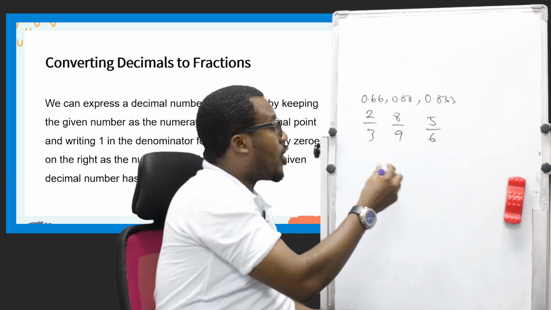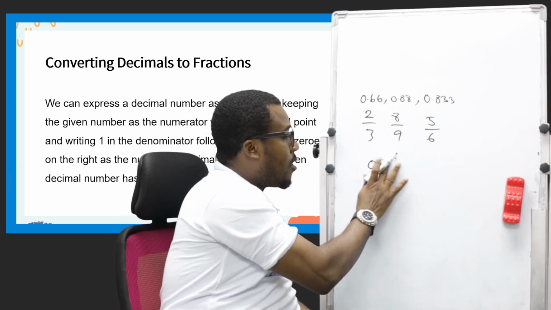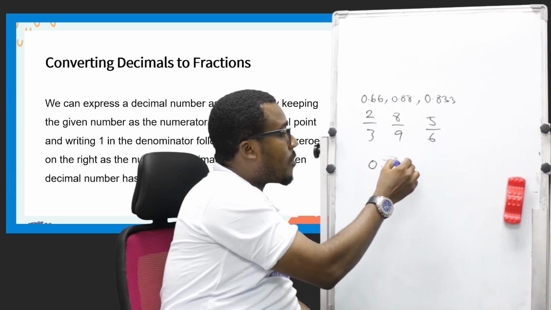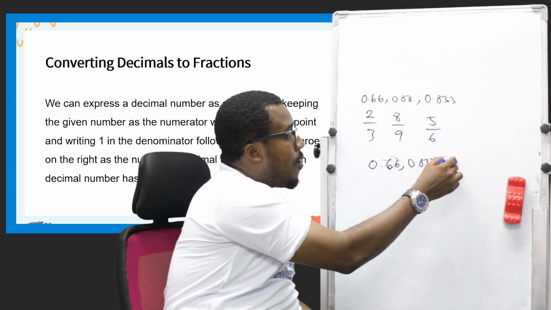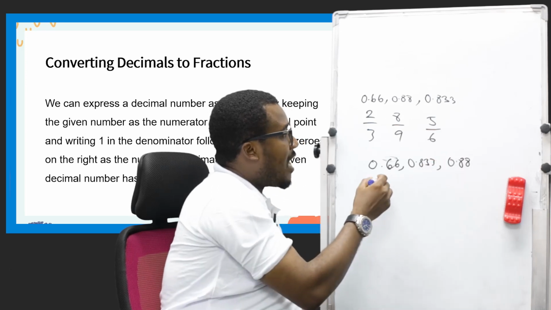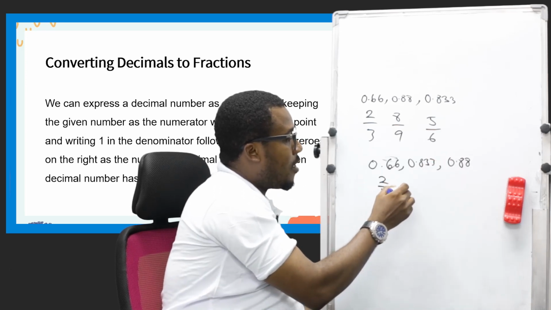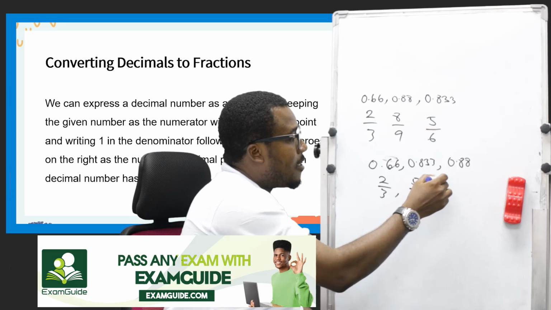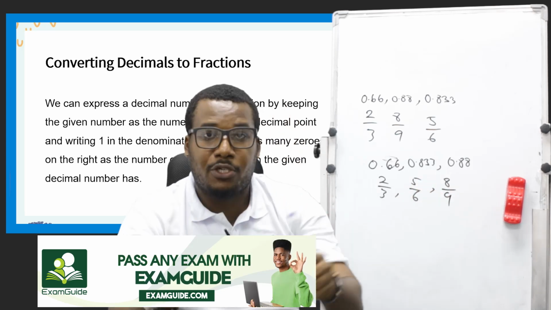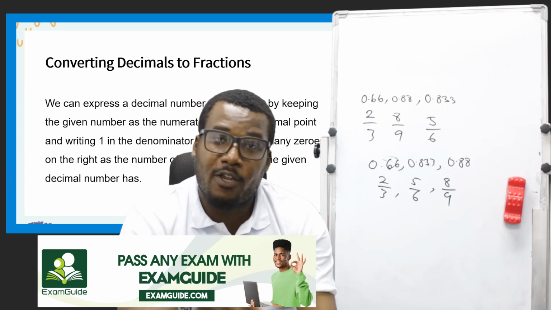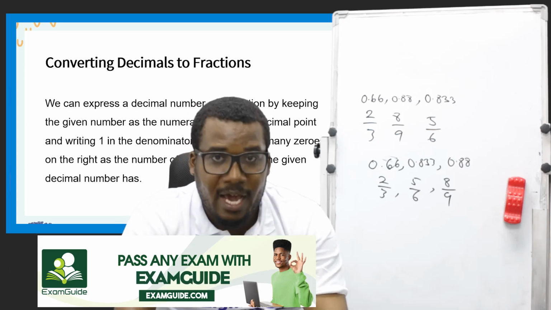So you structure it this way: 0.66, 0.833, and 0.88. In our fraction, it will be 2 over 3, 5 over 6, and then 8 over 9. So that is just another way by which you can convert your fraction to decimal, and vice versa.